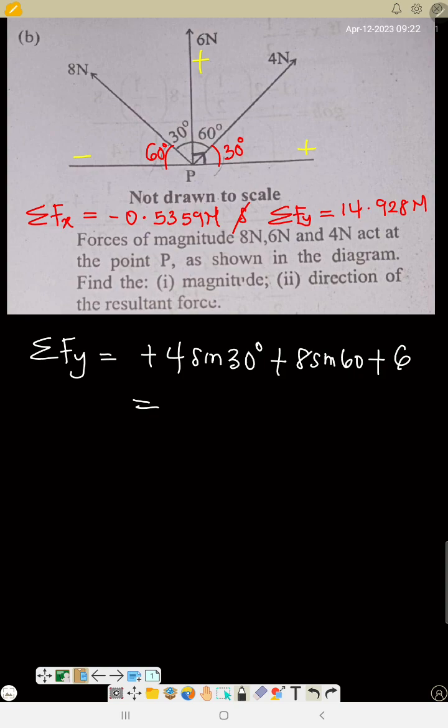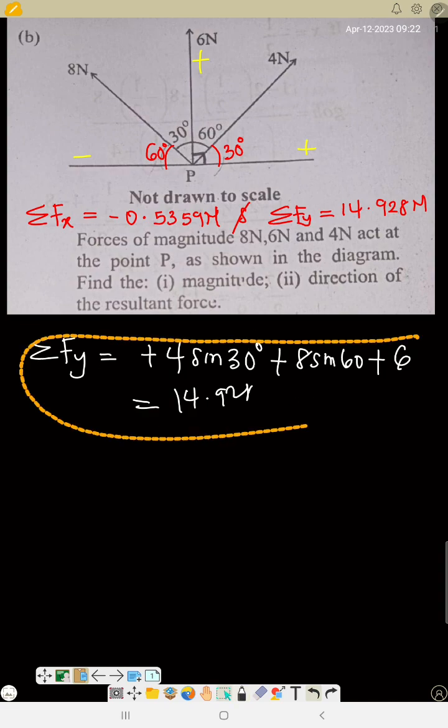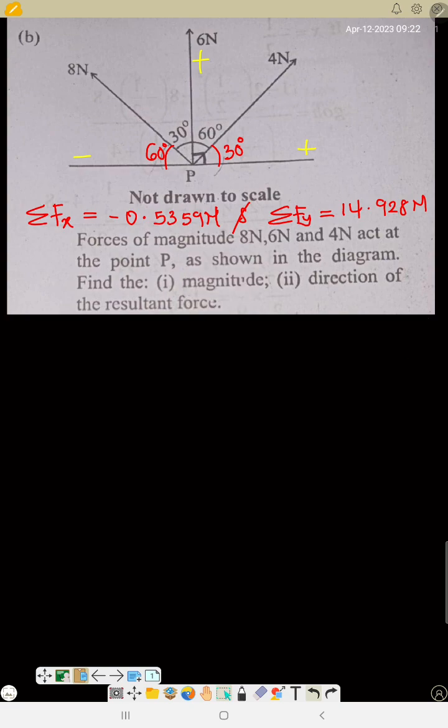So 4 sine 30 plus 8 sine 60 plus 6, that is 14.928. So the same as previous. So you can actually solve without that table. But that table is just for you to see what we are doing clearly. Okay, so we have known our summation of Fx and Fy.